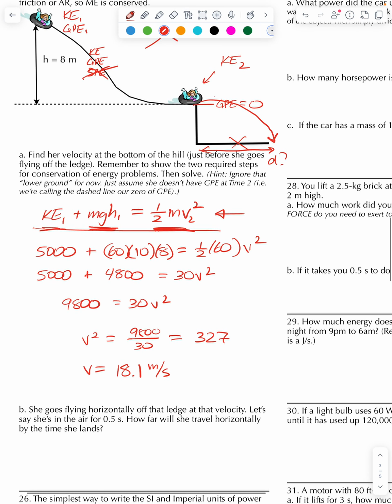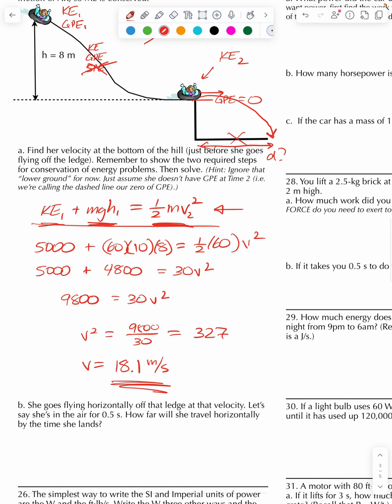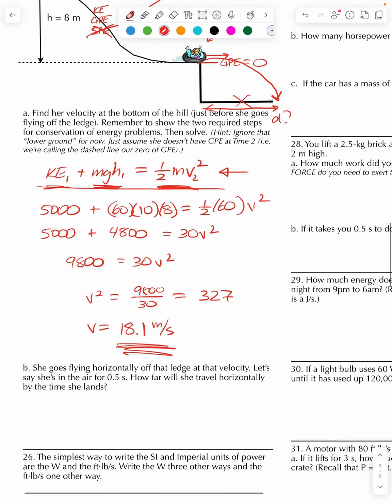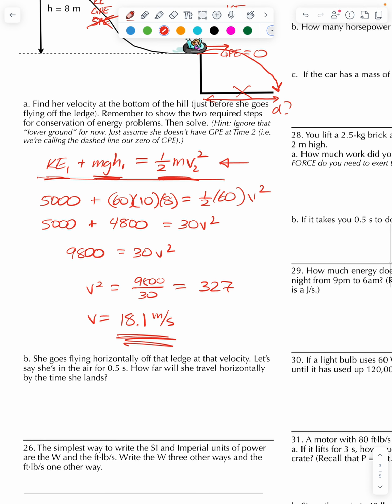We know at this point, her velocity when she takes off is completely horizontal. So this velocity we just found represents how fast she's moving horizontally when she takes off. As long as there are no horizontal forces acting on her, she will maintain that 18.1 meter per second velocity until she hits the ground horizontally. So we don't need to take into account any kind of acceleration she's experiencing falling down.